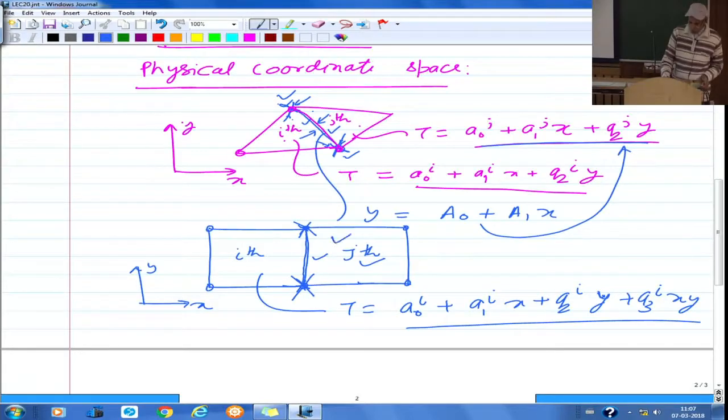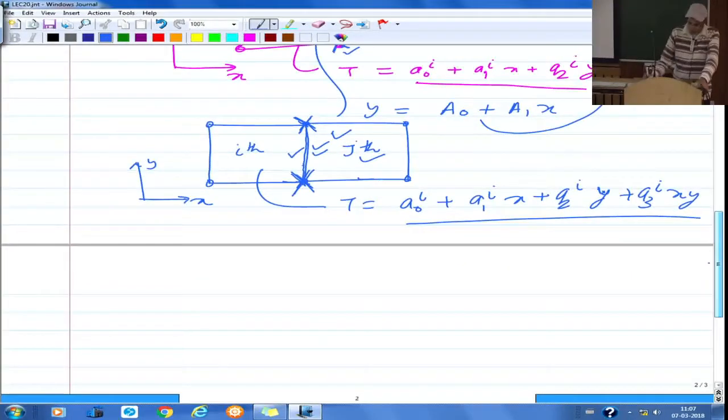The same will hold good for the jth element as well, and therefore, since the value of temperature at this point and at this point is the same for both the elements, you will get the same distribution along this line, whether you evaluate from this element or from this element. But this is when these edges are parallel to the coordinate axes, x or y. That means the element must be a rectangle and the edges must be parallel to coordinate axes.